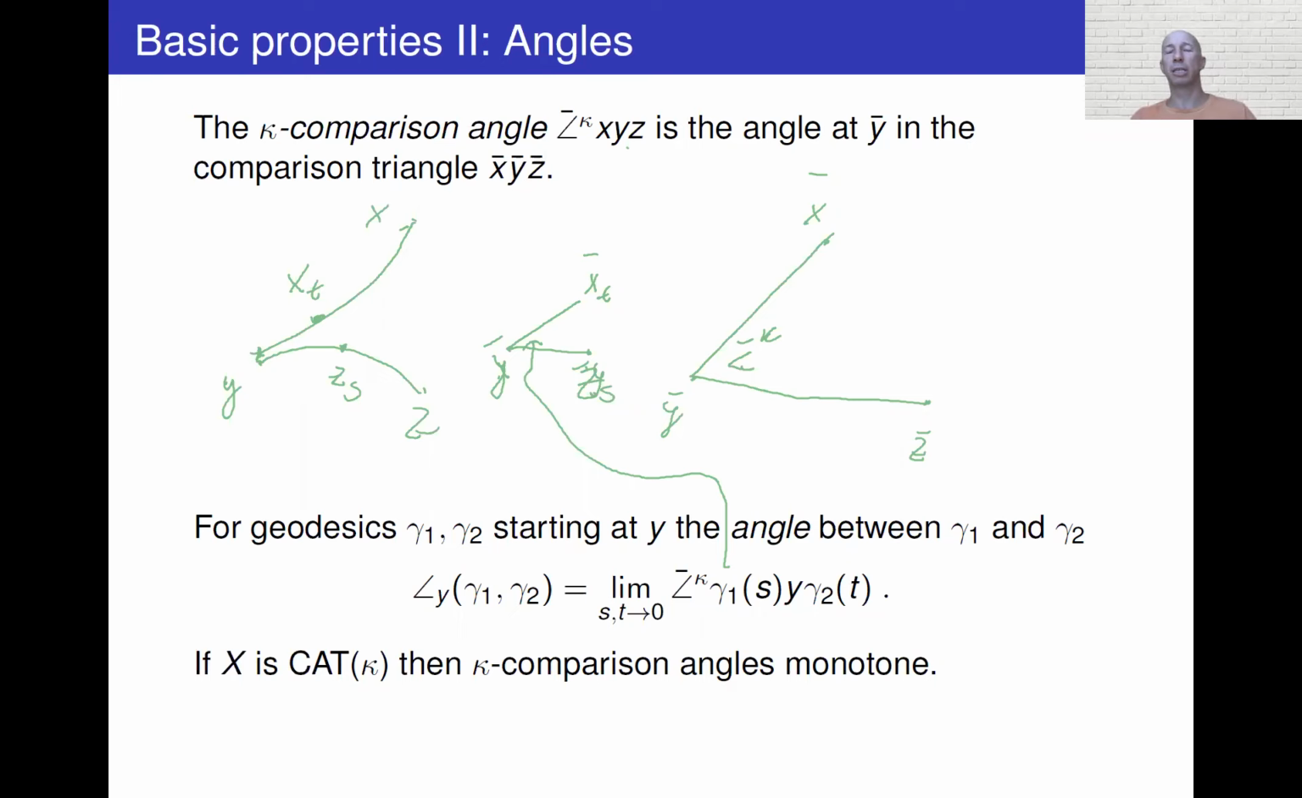The point is that if you take a very small triangle on the plane and a triangle with the same side lengths on the sphere, then they have almost the same angles. The defect of the triangle is measured by the area, by the Gauss-Bonnet formula, so it becomes smaller and smaller.